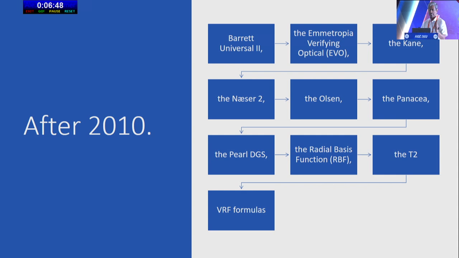After 2010, in the last several years, along with Barrett II, EVO or Emmetropia Verifying Optical formula, the Kane, Naser, Olsen, Panacea, PEARL DGS, the RBF of Warren Hill, T2, VRF and other formulas have come in, trying to plug the gap and make it possible to get better results with extreme eyes.